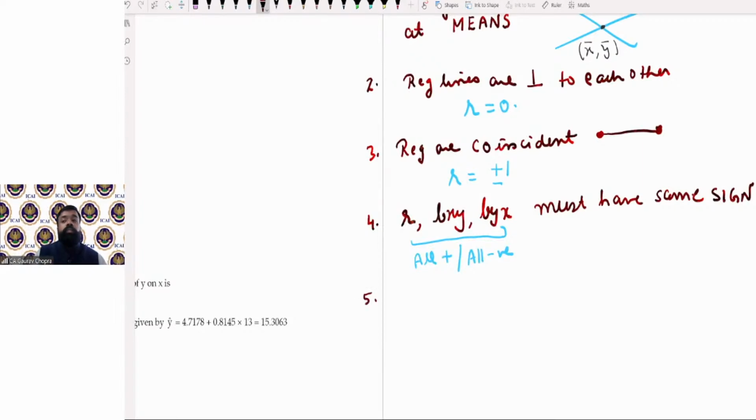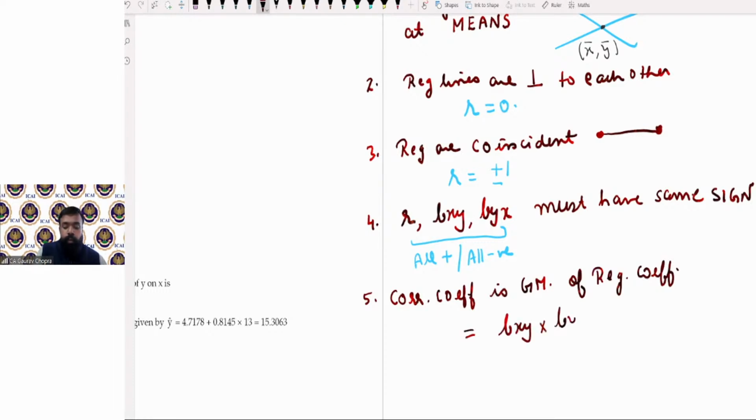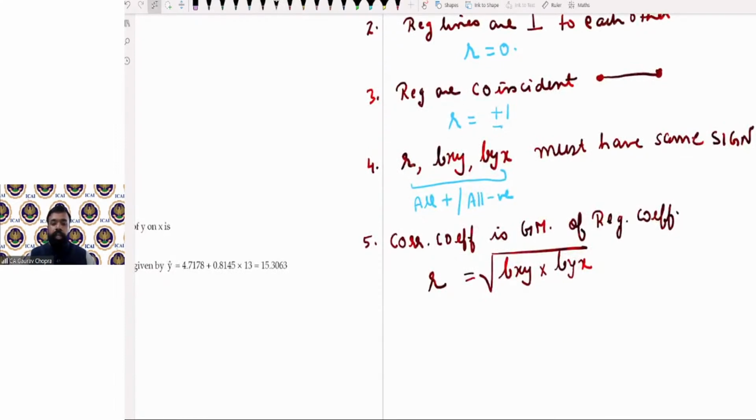नाउ देयर इज वन रिलेशनशिप बिटवीन दीज थ्री, कोरिलेशन एंड रिग्रेशन में क्या रिलेशनशिप बन रही है? तो यू कैन राइट इट डाउन। कोरिलेशन कोफिशिएंट is geometric mean of regression coefficients। नाउ ज्योमेट्रिक मीन कैसे कैलकुलेट करते हैं? दोनों वैल्यूज को मल्टीप्लाई करेंगे, बी एक्स वाई इंटू बी वाई एक्स, एंड देन फाइंड आउट द स्क्वायर रूट। तो आर, दैट इज कोरिलेशन कोफिशिएंट। आर इज रूट ऑफ बी एक्स वाई इंटू बी वाई एक्स। So in this way, you can find out the value of correlation.